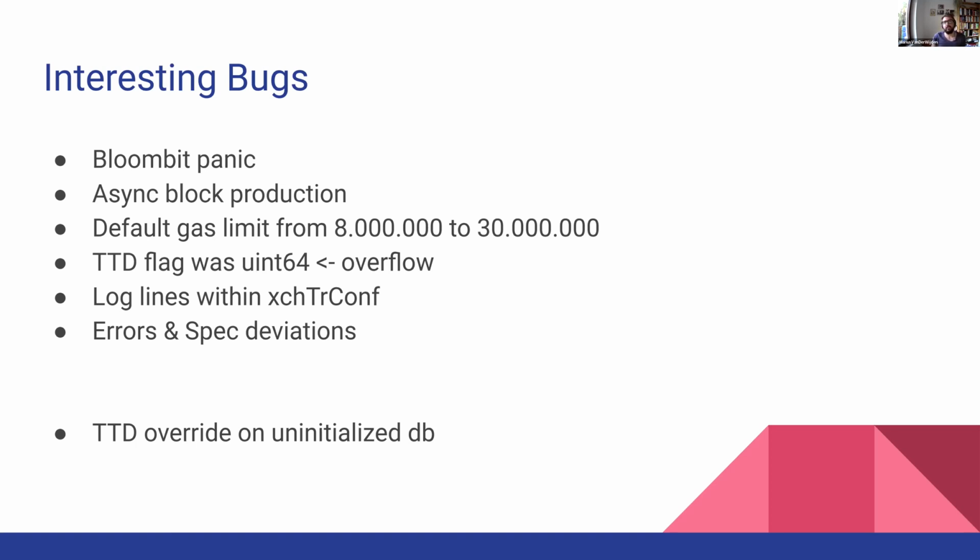And then we had quite some errors and spec deviations that we found through all the testing methods that I talked about earlier. One issue that is still open is the TTD override on the uninitialized database. Basically, when you start up Geth with a TTD override and you don't have anything in the database, you're starting up for the first time, then the TTD override will not be applied. Same with all the other overrides, by the way. It's not really an issue because on mainnet, you would never start up a client with a TTD override. You would either run with a normal TTD, or if you set the TTD override, you will already have something in your database. But yeah, I have a PR for it. It's not merged yet.